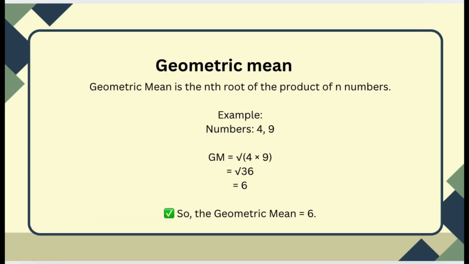The next one is geometric mean. Geometric mean is the nth root of the product of n numbers. It is commonly used in growth rates and financial calculations. For example, if the numbers are 4 and 9, we multiply them first. 4 into 9 is equal to 36. Then we take the square root of 36. The square root of 36 is 6. So the geometric mean will be 6.